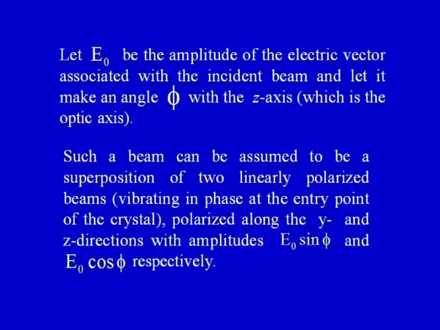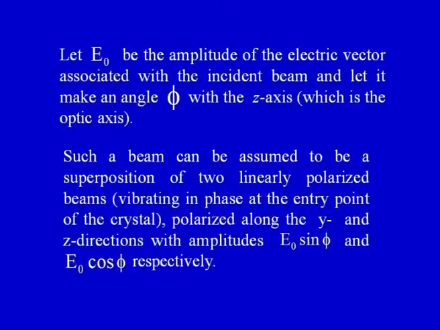Let E naught be the amplitude of the electric vector associated with the incident beam, and let it make an angle phi with the z axis, which is the optic axis as we have chosen. Such a beam can be assumed to be a superposition of two linearly polarized beams vibrating in phase at the entry point of the crystal and polarized along the y and z directions with amplitudes E naught sin phi and E naught cos phi respectively.